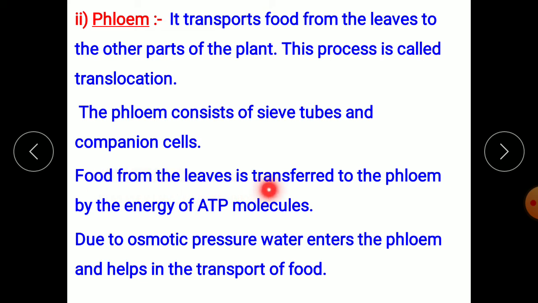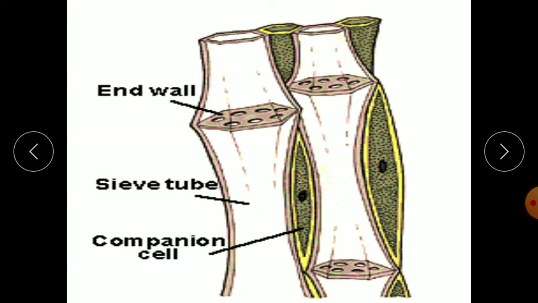Food from the leaves is transferred to the phloem by the energy of ATP molecules. Here, active transport is taking place. So first, using the energy of ATP molecules, the leaves transfer the food to the phloem tissue. Due to osmotic pressure, water enters the phloem and helps in the transportation of food. So this is the structure of phloem.